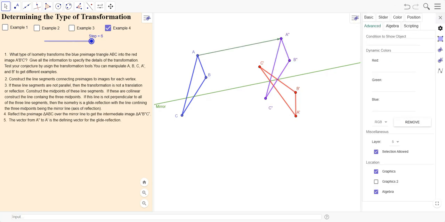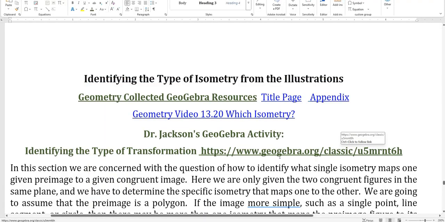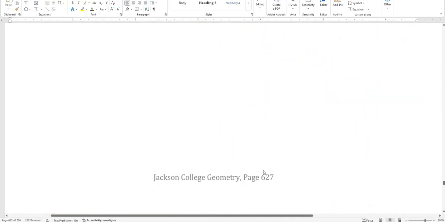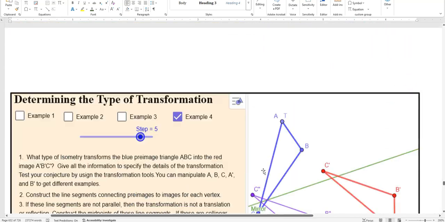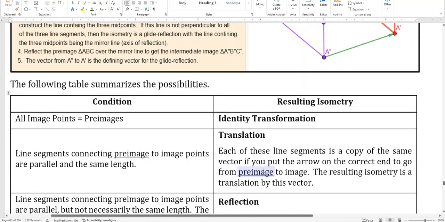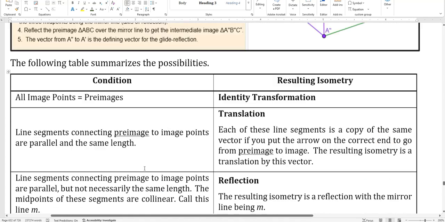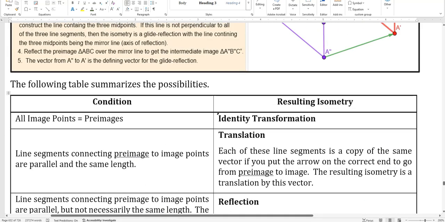So we have worked out each of these examples. So here again are those pictures that we just saw. And here's a summary of what we came up with. Now remember what we're doing here. We're given two figures, like two congruent triangles, and we're trying to figure out which single isometry maps one to the other. There are only 5 types: identity transformation, translation, reflection, rotation, and glide reflection. If all the image points are the same as the pre-images, it's got to be the identity. Super easy to see that one.